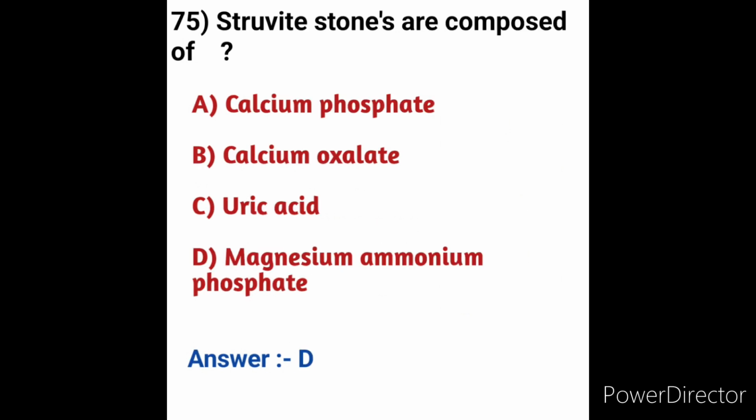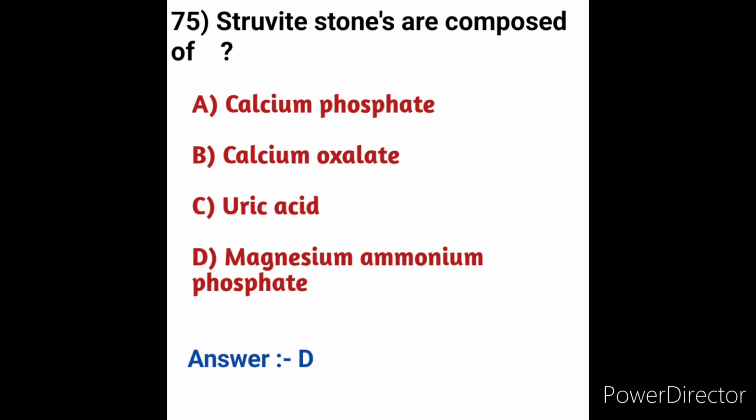Struvite stones are composed of. Struvite stones are composed of option A calcium phosphate, option B calcium oxalate, option C uric acid, option D magnesium ammonium phosphate. Struvite stones form when the urine becomes more alkaline. Main chemicals included in the struvite stone composition: magnesium ammonium phosphate and calcium carbonate. Means here option D, magnesium ammonium phosphate is the correct answer.